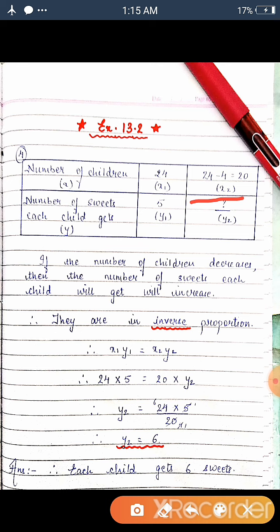So we apply the formula x1y1 equals x2y2. Now substituting the values, you get 24 into 5 equals 20 into y2. 20 is in the multiplication on the right hand side, so it will go in the denominator. After cancellation, the value of y2 is 6. So each child will get 6 sweets.